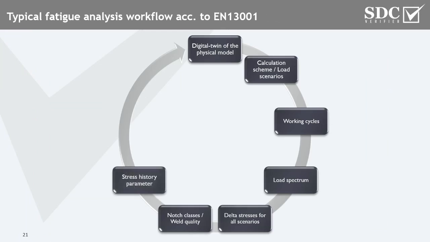The next thing we do is a calculation of the stress history parameter. That is the new adoption in EN 13001 compared to the FEM standard, which relied on kappa factors, for example.